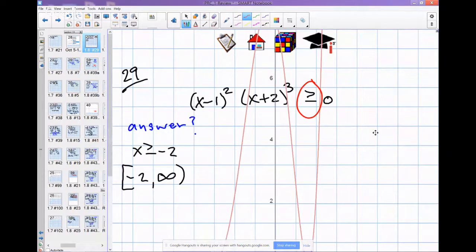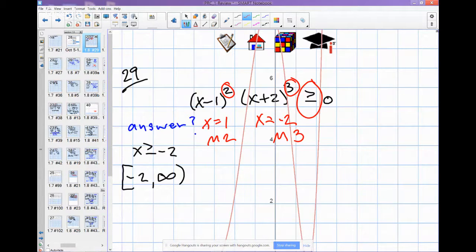Now, I know something you don't know yet, but you will soon: one of the factors occurs twice and one of them occurs 3 times. I'll give you a tip for the future. You'll hear that called multiplicity. So x equals 1 has a multiplicity of 2, because it occurs twice. And x equals -2 has a multiplicity of 3.